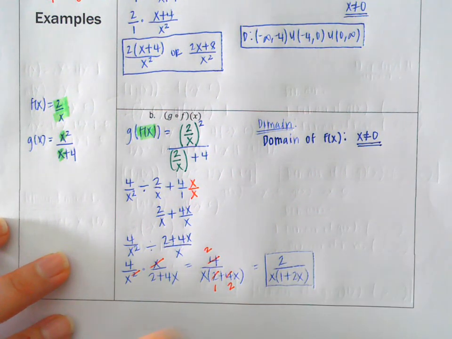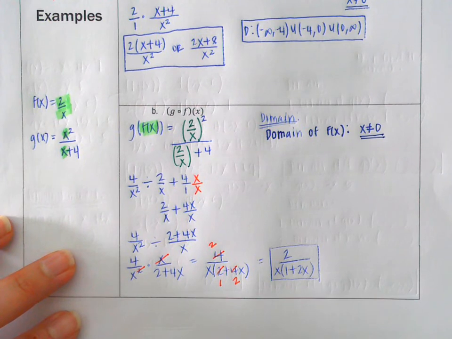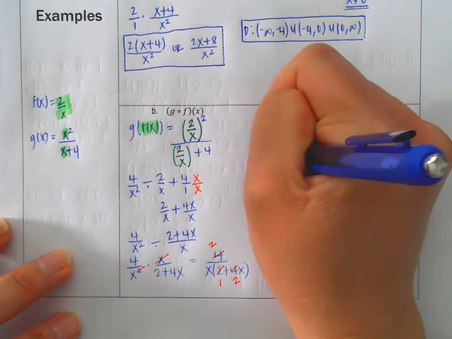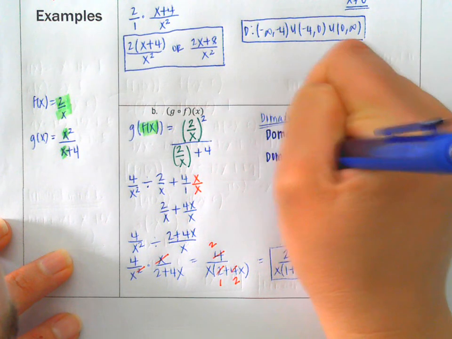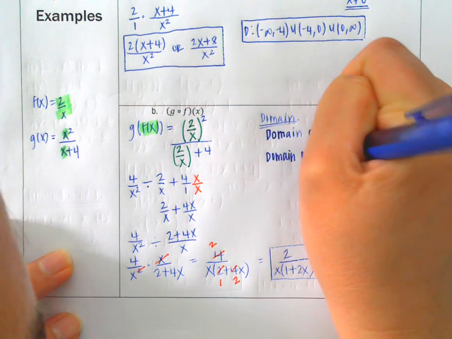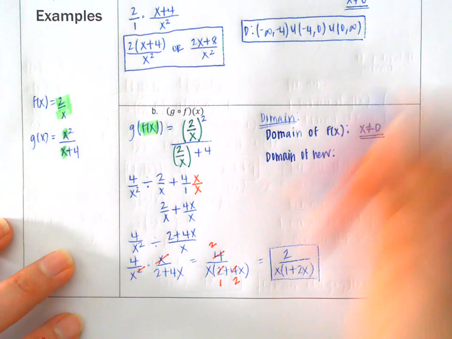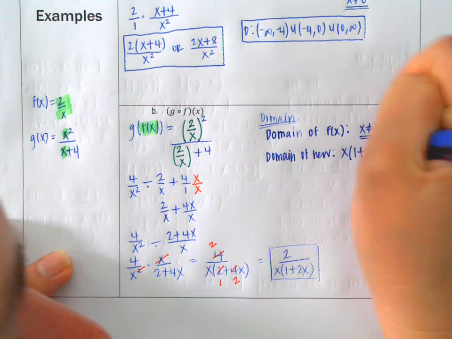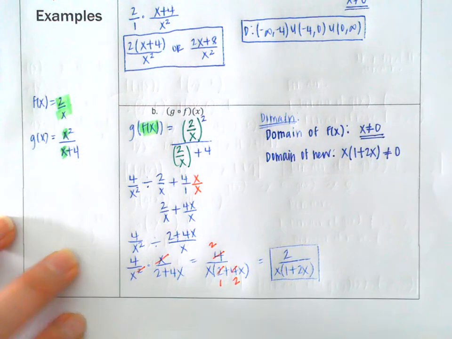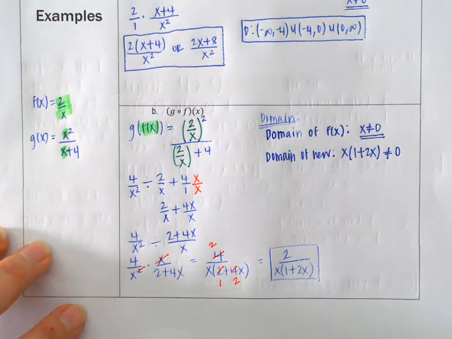Then what we need to do is find the domain of the new function. So we set the denominator, x times 1 plus 2x can't be equal to 0. Now it's fully factored.